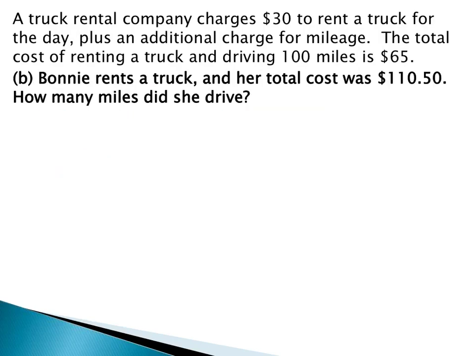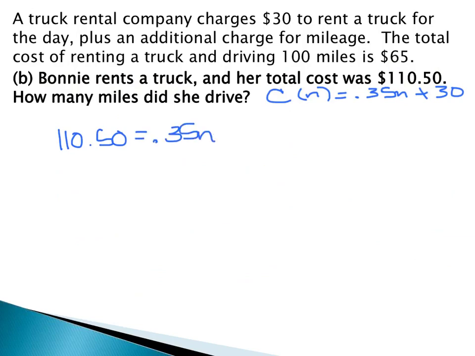Now that you have your linear equation, which was C of n equals 0.35n plus 30, we can use that to find out the answer to this question. Bonnie's renting a truck. Her total cost was $110.50. They want to know how many miles she went. So we can solve this for n. Go ahead and pause the video, solve it, and then come back and check your answer.